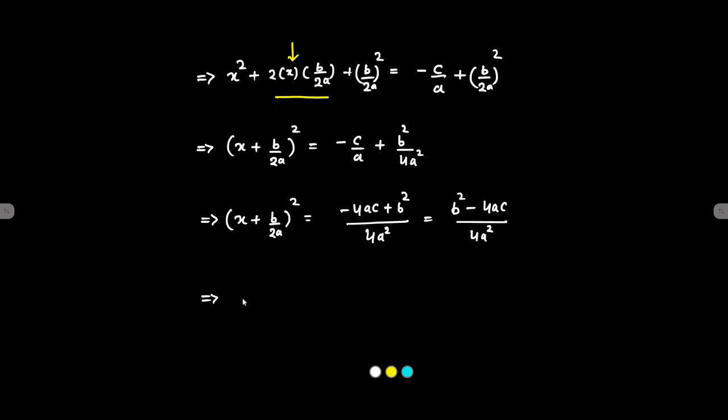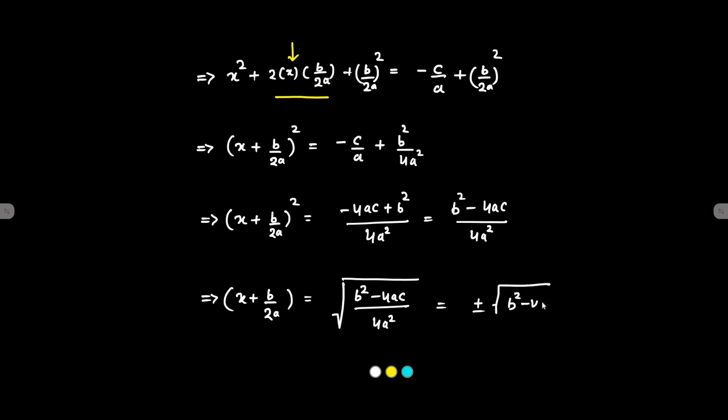So that implies x plus b by 2a is equal to root over of this much, b square minus 4ac by 4a square, which is equal to plus minus root over of b square minus 4ac by root over of 4a square, which is 2a, this much.